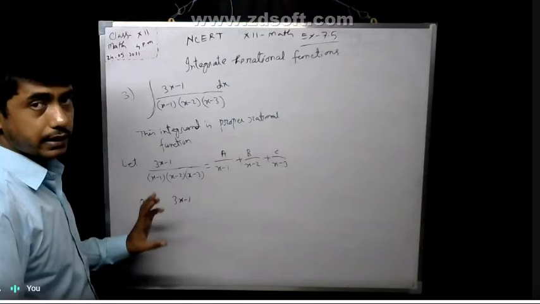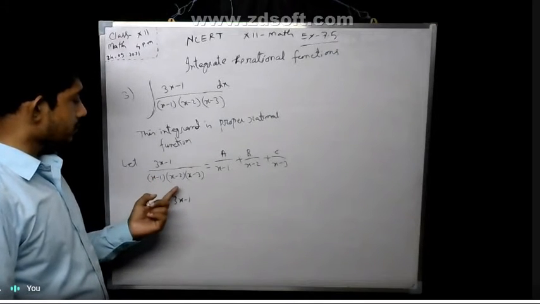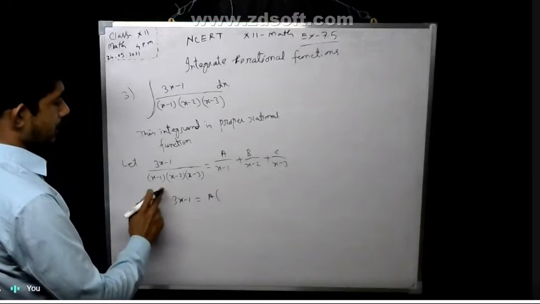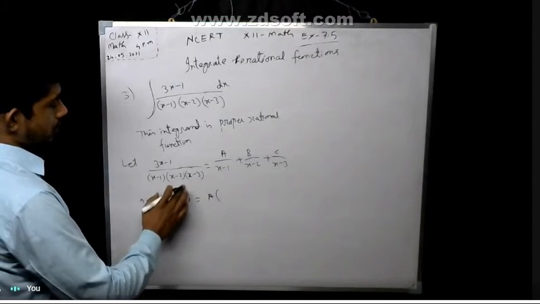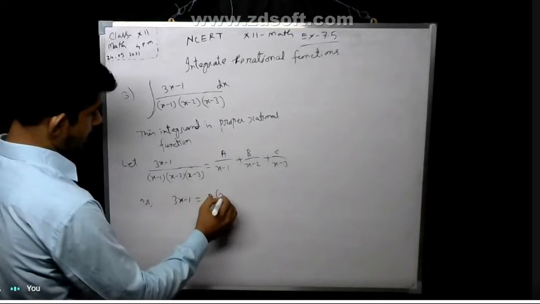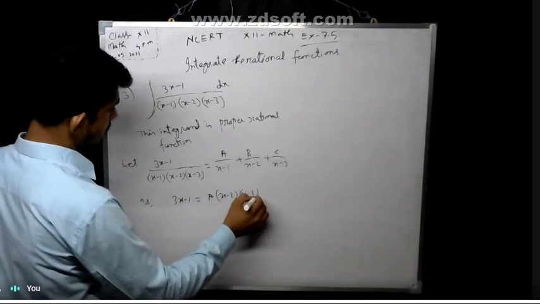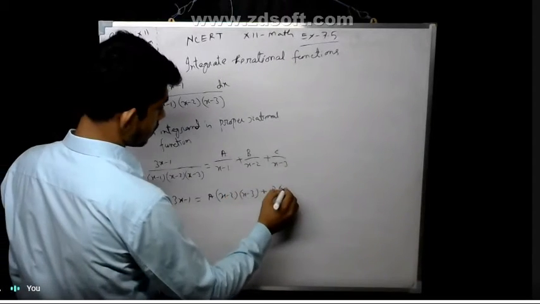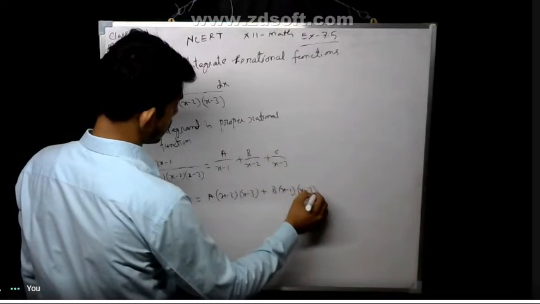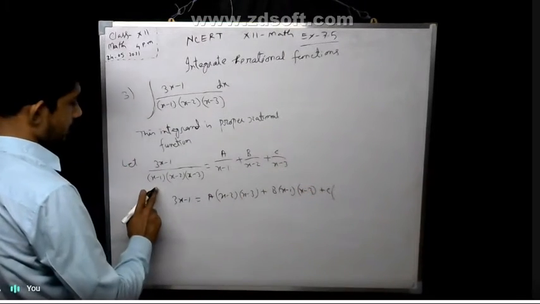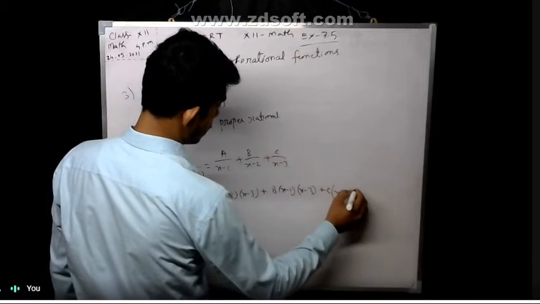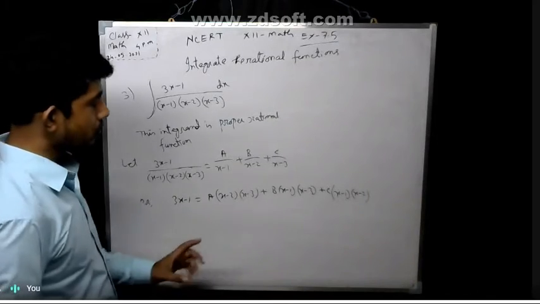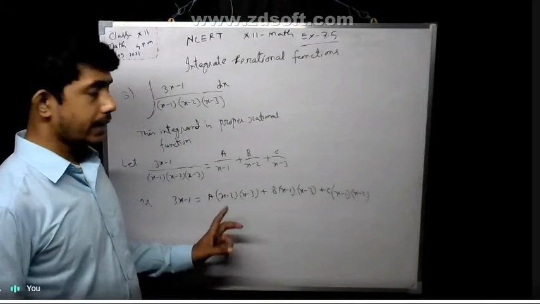If you multiply both sides by (x minus 1)(x minus 2)(x minus 3), then we get this equal to A into, only x minus 1 cancelled, then the two factors will be there, (x minus 2)(x minus 3), plus B into, x minus 2 cancelled, so (x minus 1)(x minus 3), plus C into, x minus 3 cancelled, that's why (x minus 1)(x minus 2). Okay, so now put x equal to 1, 2 and 3.